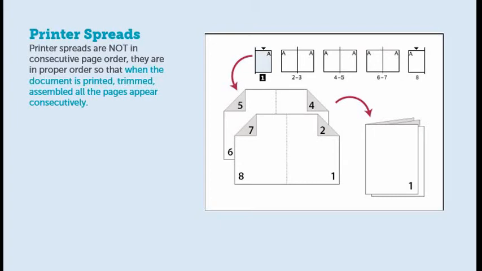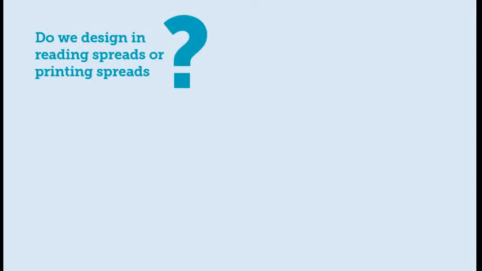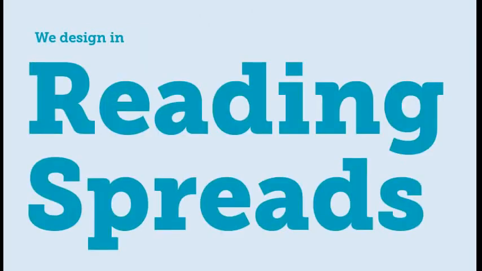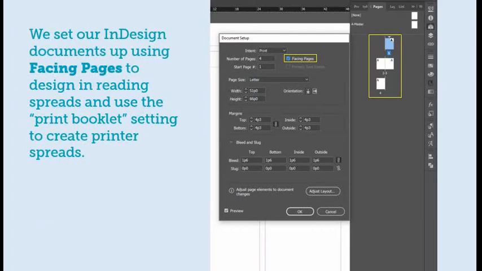Do we design in reading spreads or printing spreads? We design in reading spreads. So you're designing in page 1, page 2, 3, page 4, 5, page 6, 7, page 8. You're designing in the order with which someone is going to read the document.